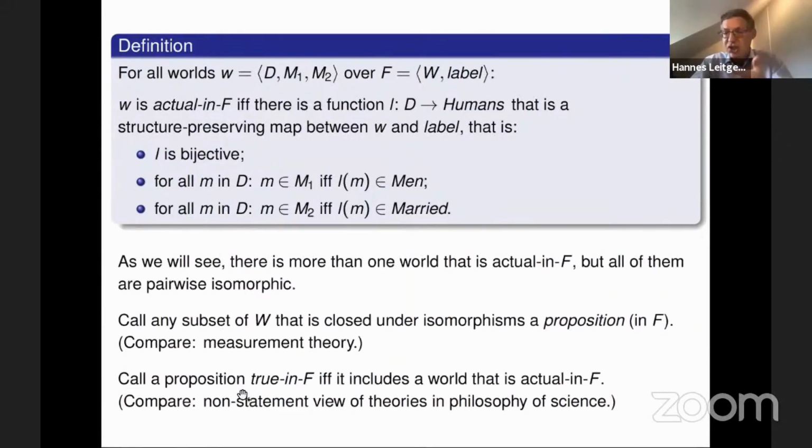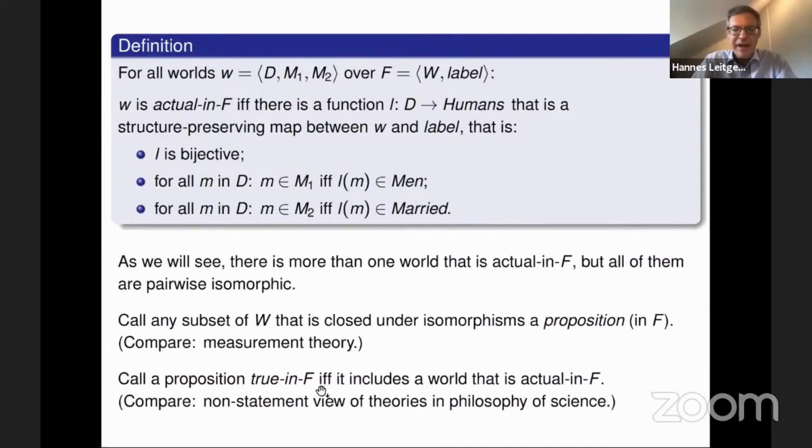And then I call a proposition true in the framework if it includes a world that is actual in the framework. Okay, so that's again Noel's idea. What is a true proposition? One that includes an actual world. And again, there's something very close to that if you think of the non-statement view of scientific theories in general philosophy of science. Their theories are also viewed as sort of sets of models. And then people advocating the non-statement view would define notions like truth or empirical adequacy or the like by the existence of certain structure preserving maps between these models, pure math, and the phenomena out there. And I use the same idea here for my conceptual frameworks.